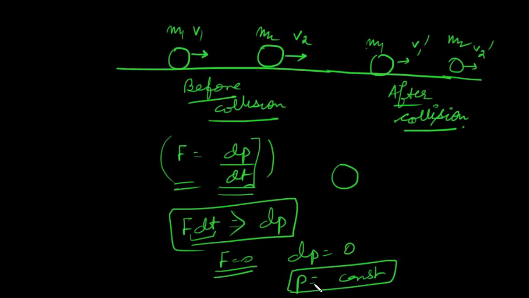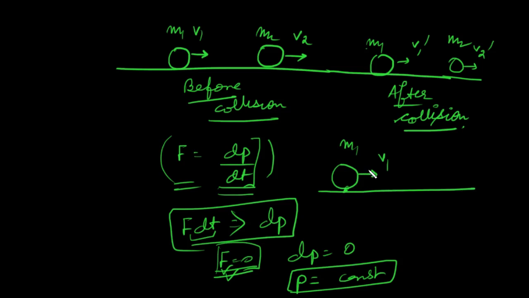When a differential is 0, then its integral is constant, because a constant has a 0 differential. So p will be constant only when F is 0. And that too, this is the external force, because we are considering a system over here. So I want to see first how, because when m1 is traveling with v1, there is no external force on m1.